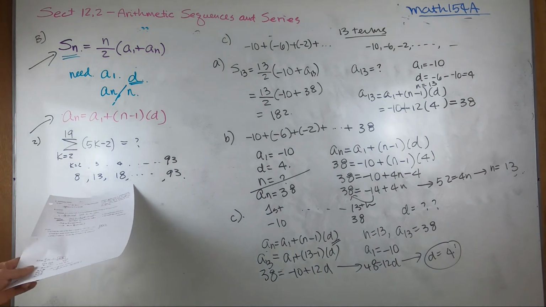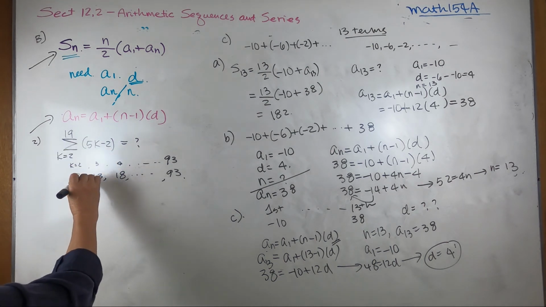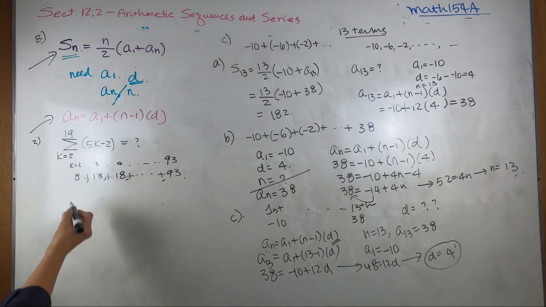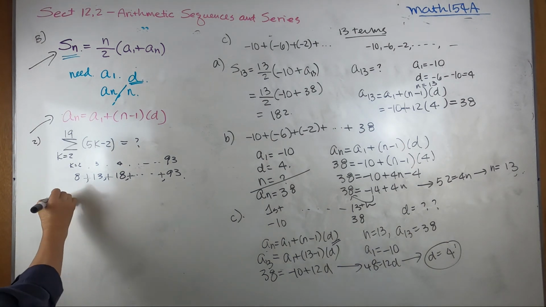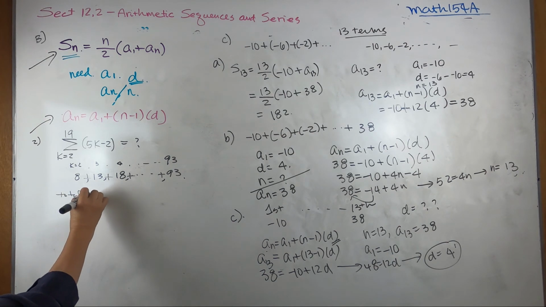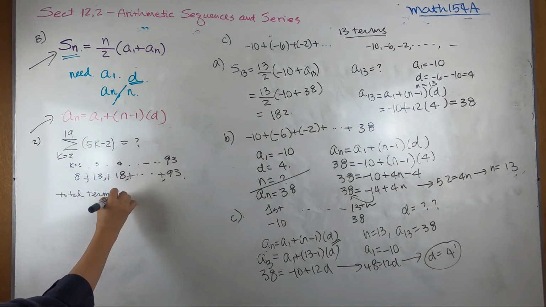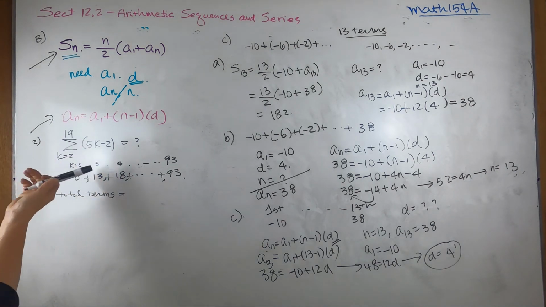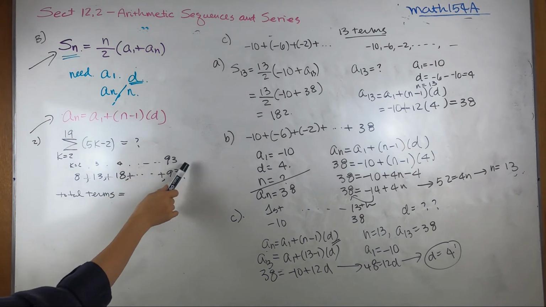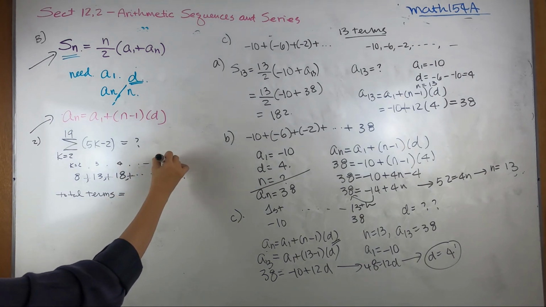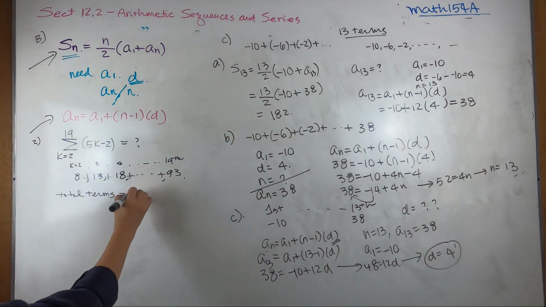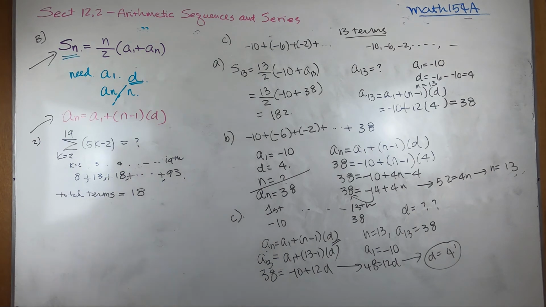That's the sequence. Then we want you to do the sum. Sigma means you add them all up. How many total terms do you have? Not 19, because 1 to 19 is totally 19. From 2 to 19, this is the 19th term. It's 93. So actually you have a total of 18 terms. Okay?